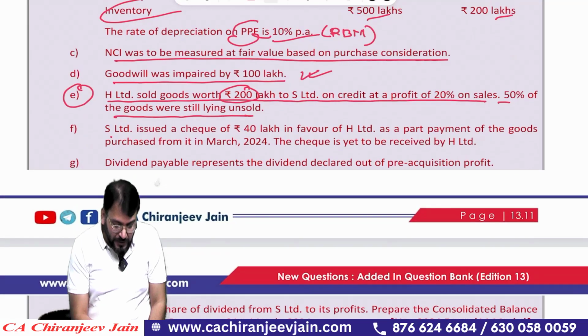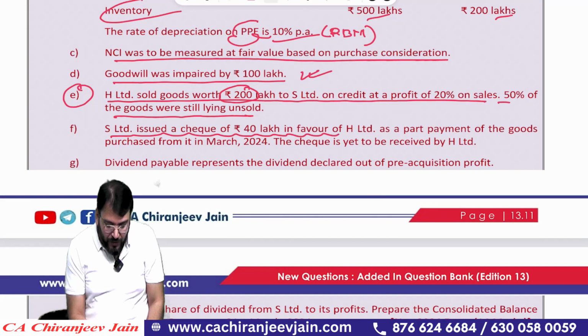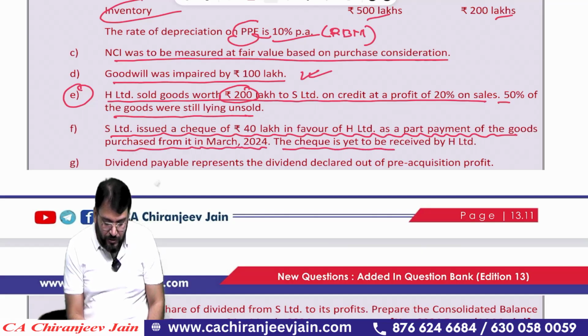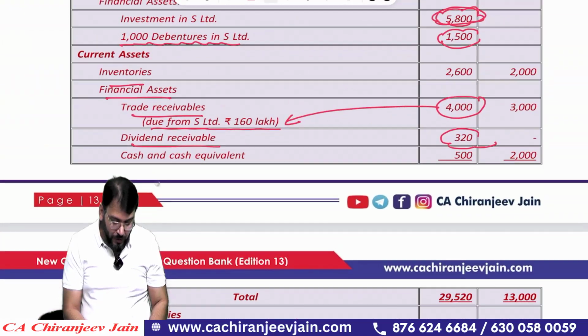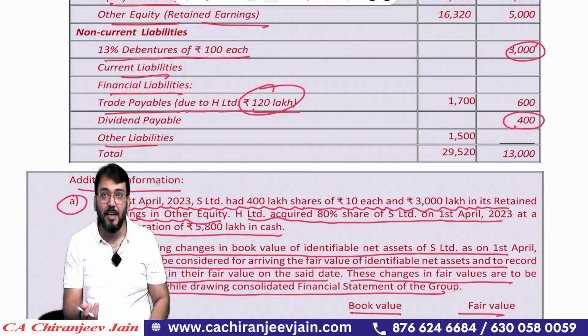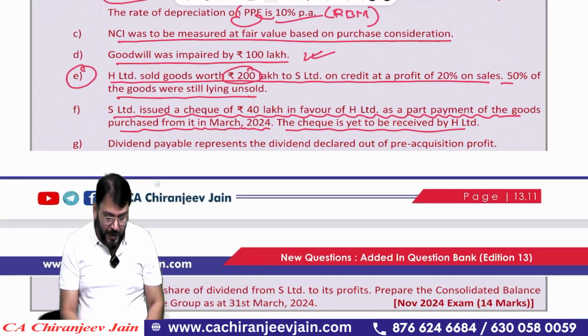S Limited issued a cheque of rupees 40 lakh in favor of H Limited as part of payment for the goods purchased from it in March 2024. The cheque is yet to be in transit. Can you see the difference? You can see 120 lakh and 160 lakh. The difference is 40 lakh, and that will be cheque in transit, which will be eliminated.